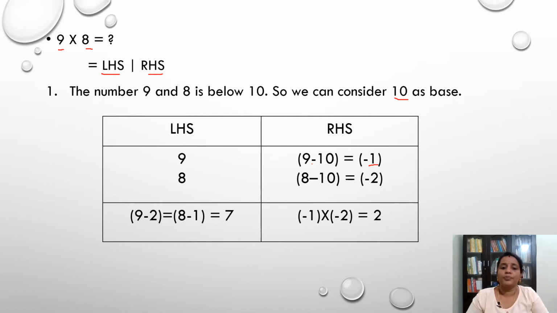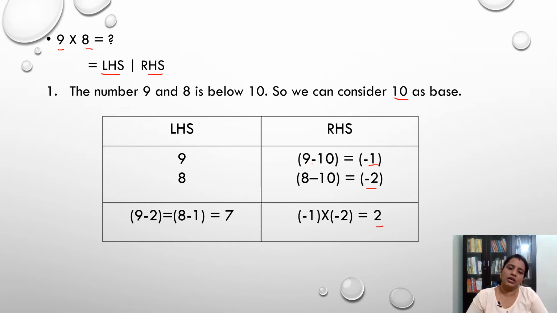The same way, 8 minus 10 is equal to minus 2. I have completed the first step for my LHS and RHS. For my second step, first let me consider the RHS. What I am doing? Minus 1 into minus 2. So it gives me 2.